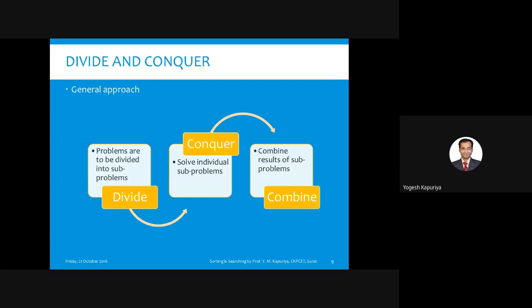Divide and conquer is very similar to the way the British ruled us, that is divide and rule, right? It divides the entire problem into sub problems, then solves the sub problems individually, and then you combine the results. So there are three phases. First phase is divide, so the problem is divided into sub problems. Then conquer, which means you solve the individual sub problems. Then combine, which means you now have the solutions to the individual sub problems, so you combine them to generate the final result.